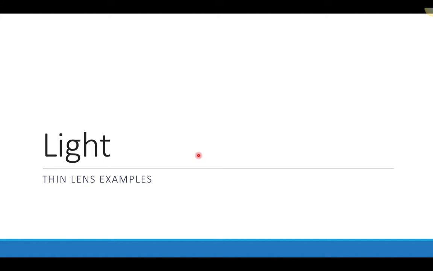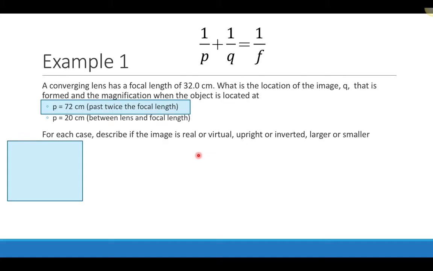In this final presentation on light, we will look at some examples of using the thin lens formula. In our first example, we have a converging lens that has a focal length of 32 centimeters. The question is, what is the location of the image, q, that is formed, and the magnification, when the object is located at a distance of 72 centimeters from the lens? So it's far away from the lens.